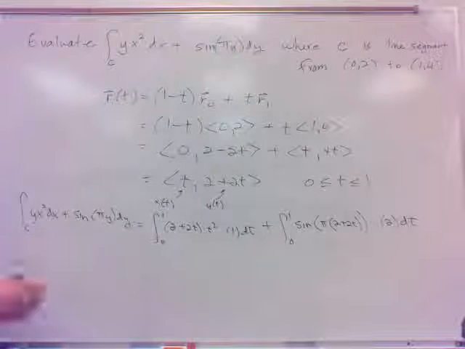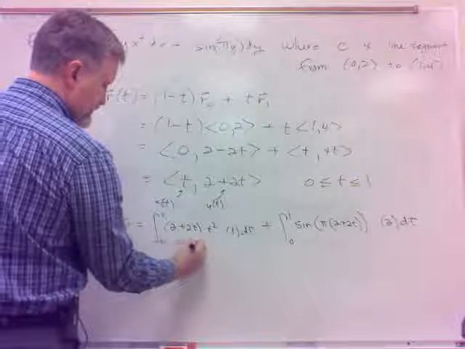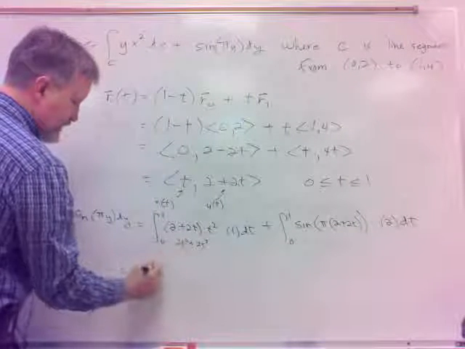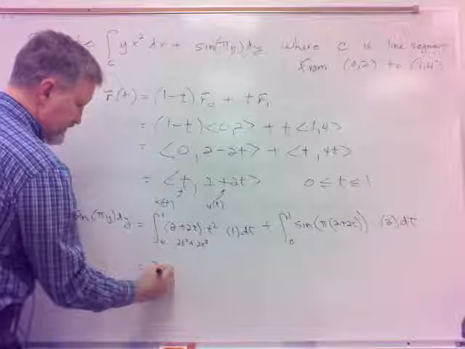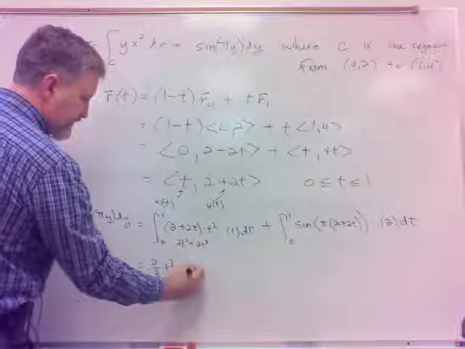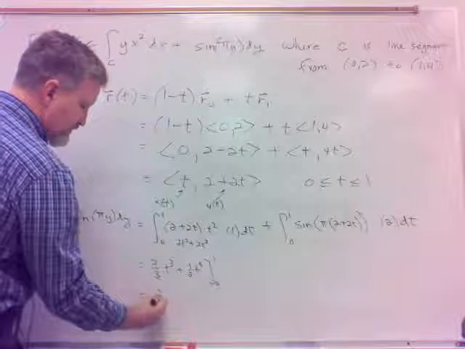So of course this one's not too hard. This is just 2t squared plus 2t cubed, so that antiderivative would be 2/3 t cubed plus 2/4, which is a half, t to the 4th, from 0 to 1. And so that's just going to be 2/3 plus a half.